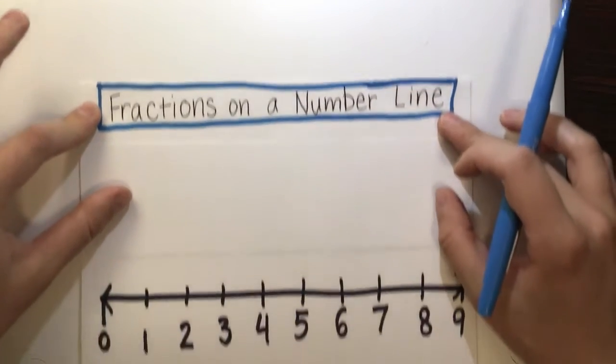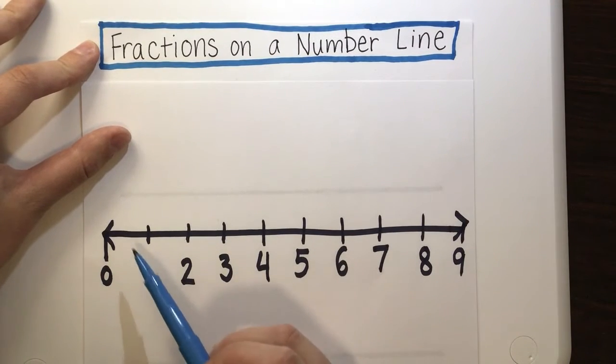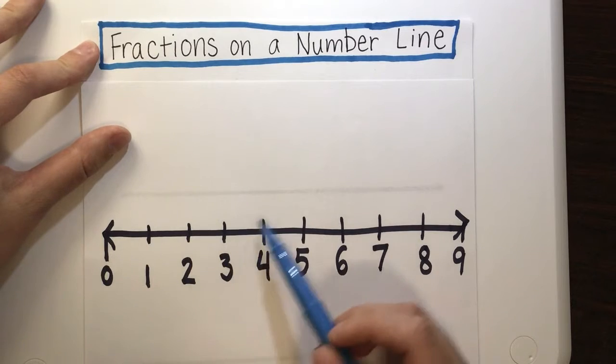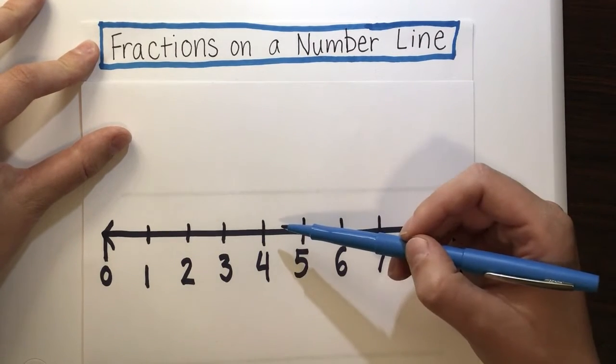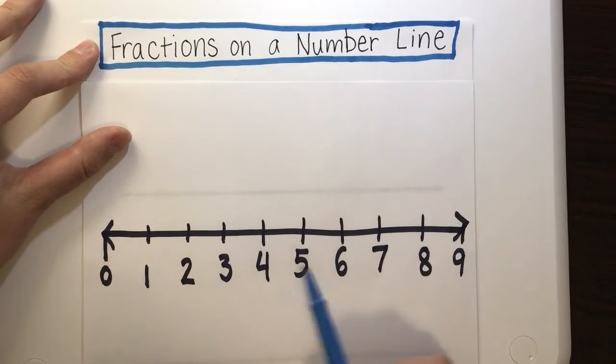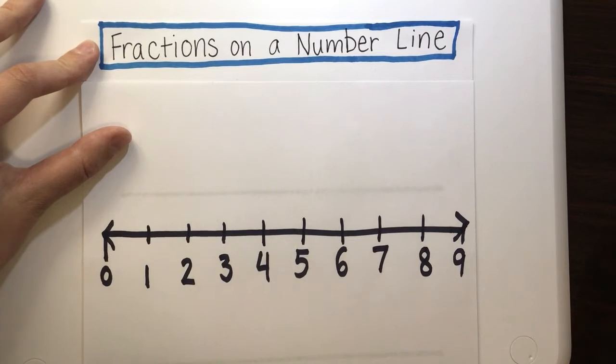And I wanted to quickly show a number line. We use a number line to add and count forward. We also use it to jump back when we're subtracting. We also use it to skip count, 3, 6, 9. And we also use it for labeling fractions on a number line.